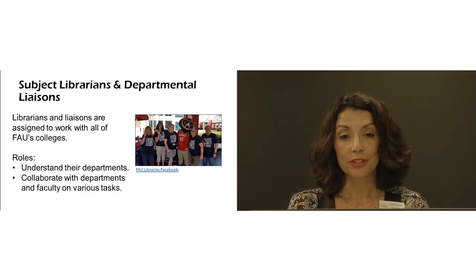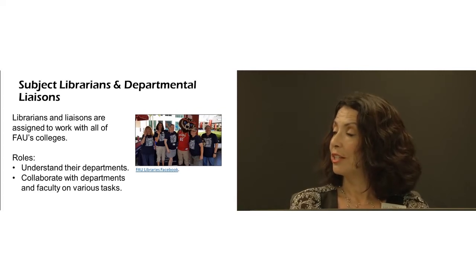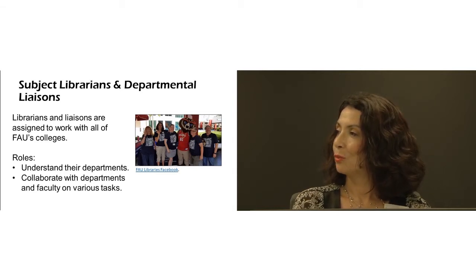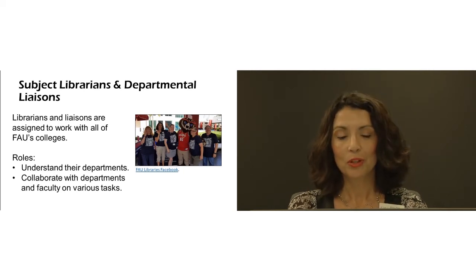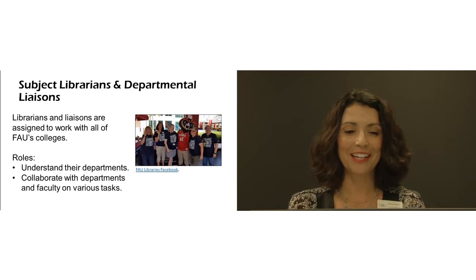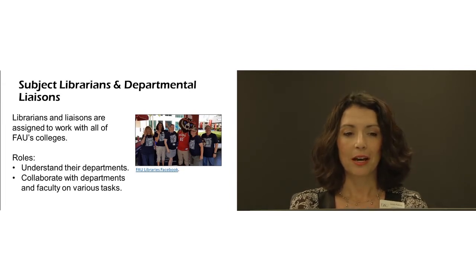Librarians and liaisons are assigned to work with all of FAU's colleges. We have, I think, is it 22 librarians or 24? I can't remember off the top of my head. 20, I'm not certain either. Okay, well, there's a lot of you over there. There's a lot of us. Yeah, I think we're actually more like 30 within the library. Okay, all right, so we do have a lot of librarians on our staff and also liaisons who are assigned to work with all of FAU's colleges.